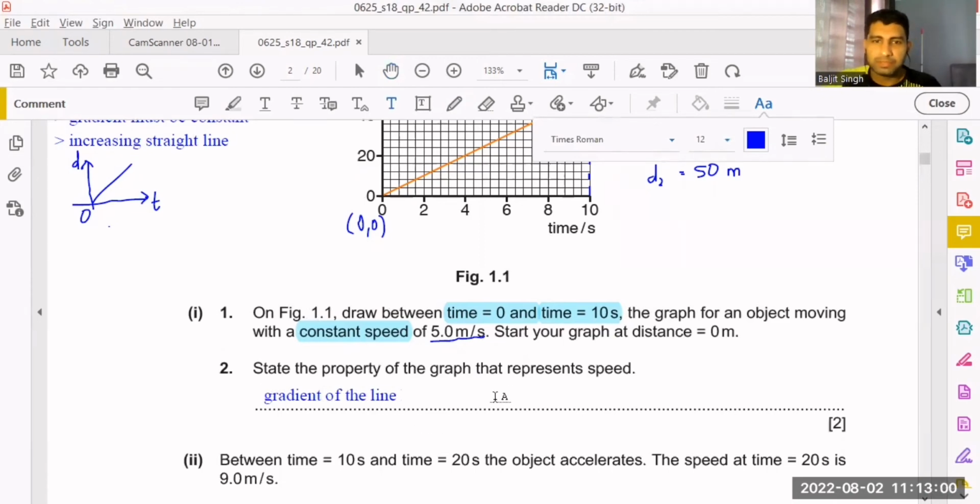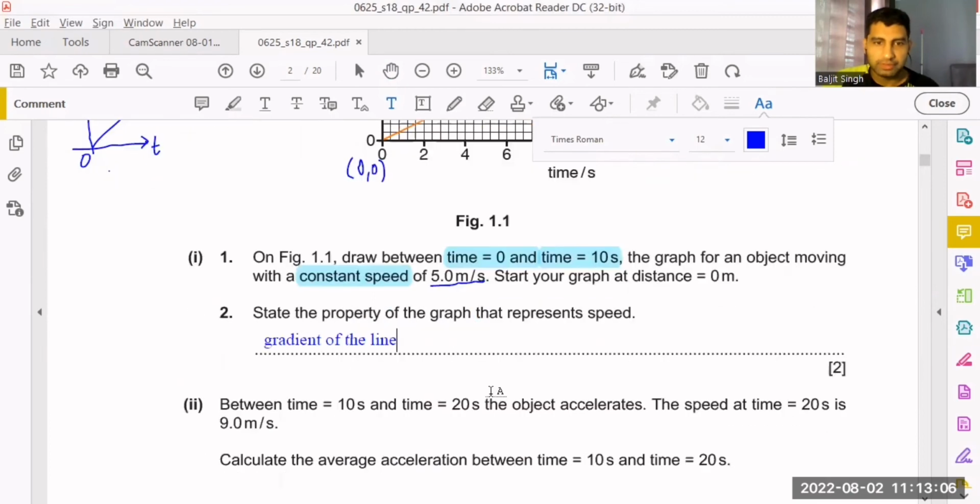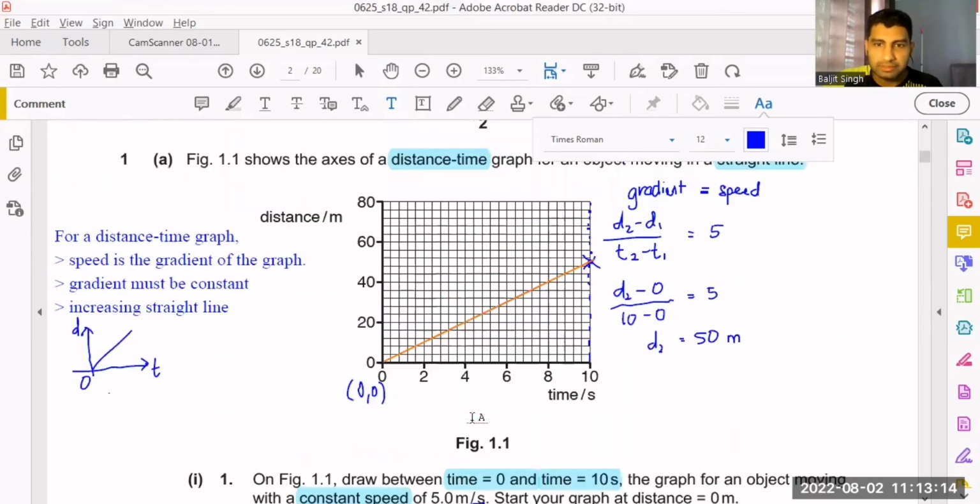Now, it is important for you to have the concepts. When you know the concept, you just need to apply the concept onto the question. So let's see the next part of the question. Between 10 seconds and time 20 seconds, the object accelerates. 10 seconds and 20 seconds. So the 20 seconds is not given in this part of the graph.